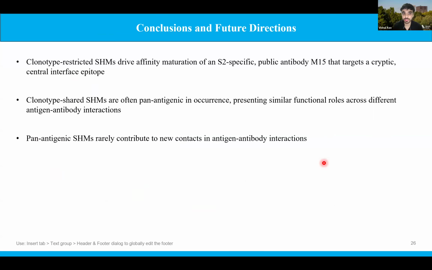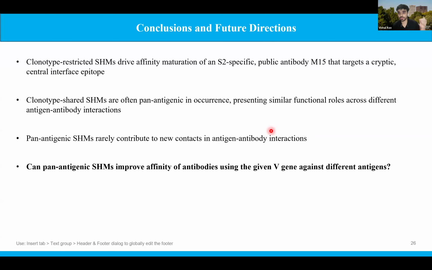So, in conclusion, so far we've identified this public antibody M15 that uses these clonotype-restricted mutations to affinity mature towards a rather atypical cryptic epitope, the central interface epitope on S2. And on the other hand, we have identified these clonotype-shared mutations that are often pan-antigenic, not only in occurrence but also in their function when it comes to antigen antibody interactions. And we also show that they rarely contribute to new contacts in antigen antibody interactions.